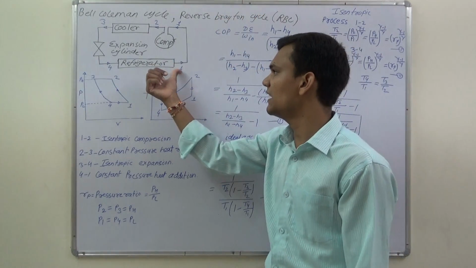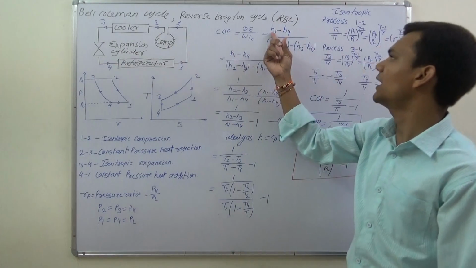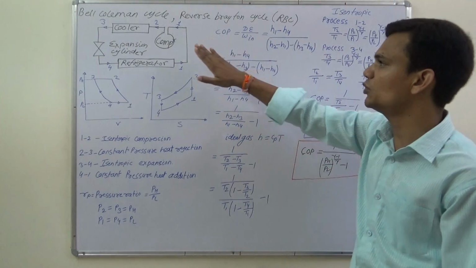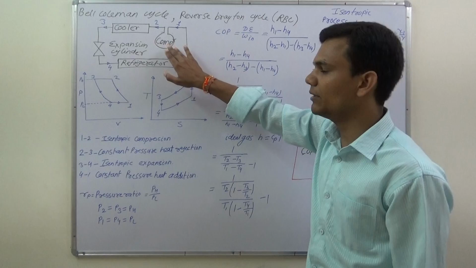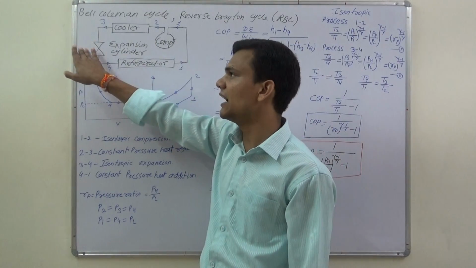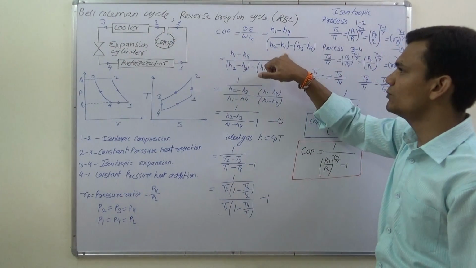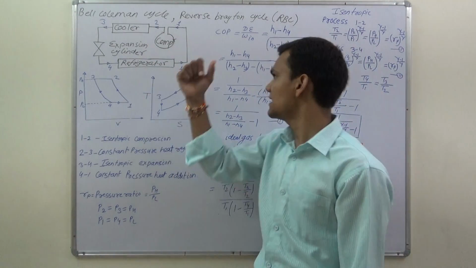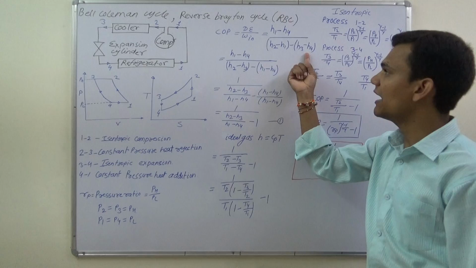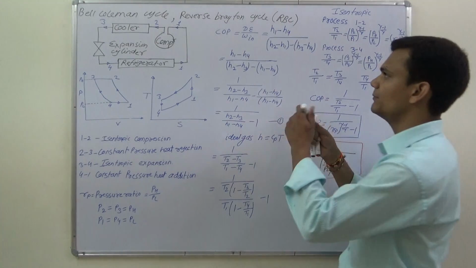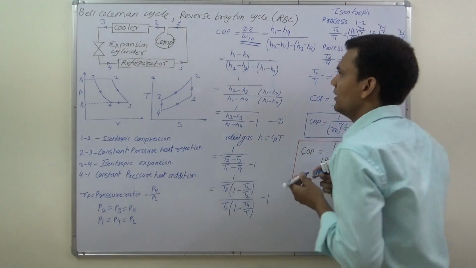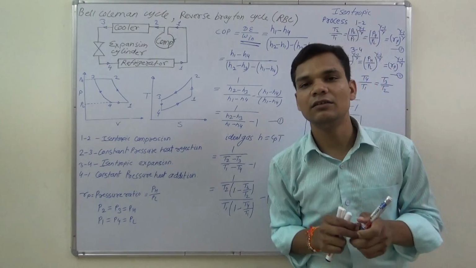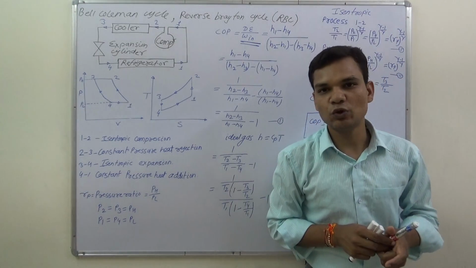Desired effect we are getting H1 minus H4. Here I write: work input, we are supplying work to the compressor and obtaining work in the expander. So I write H2 minus H1, and in the expander H3 minus H4, we are obtaining work. But here I write work input. If I write work, then we have to write with sign.